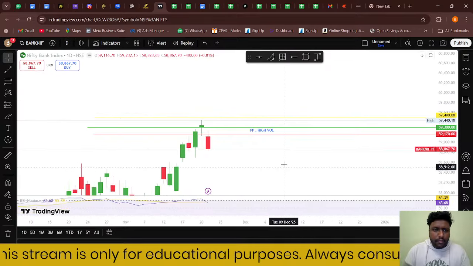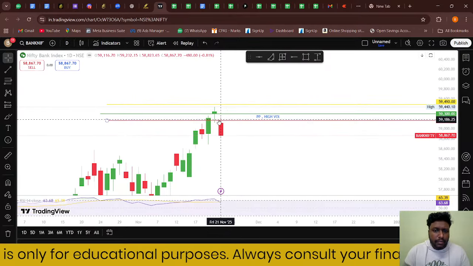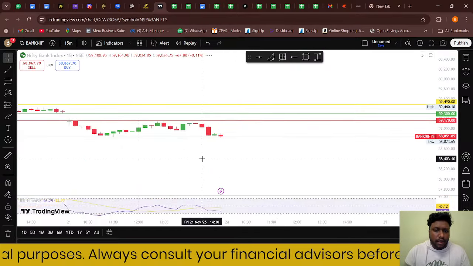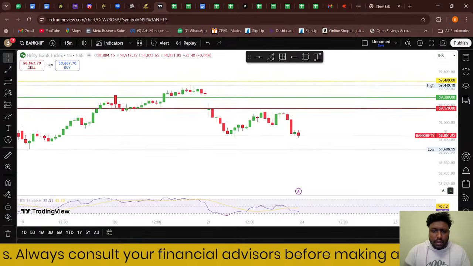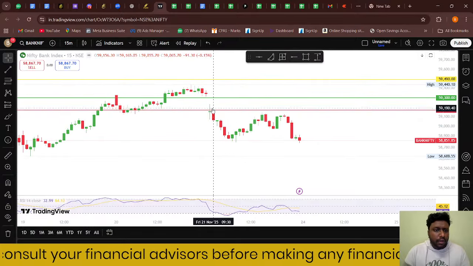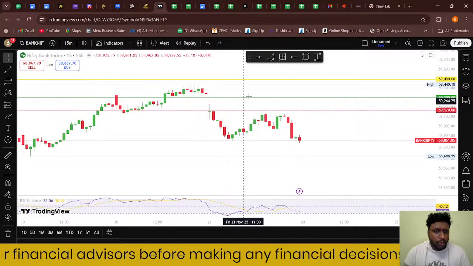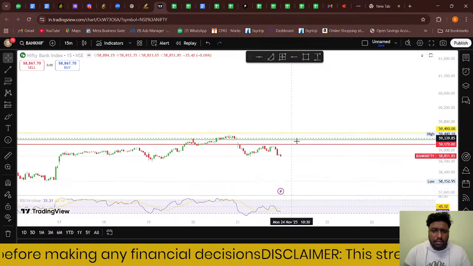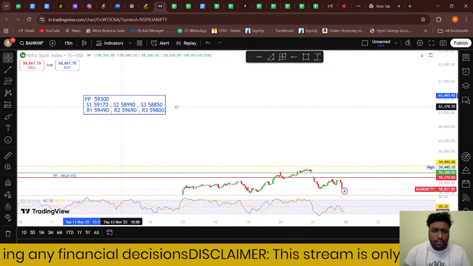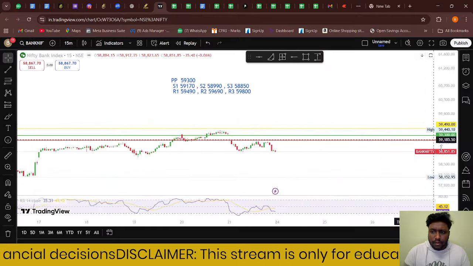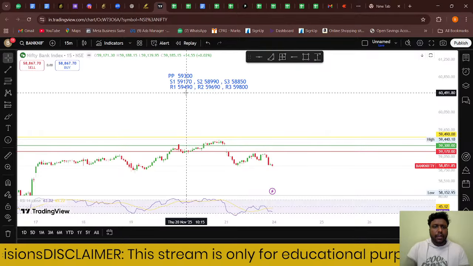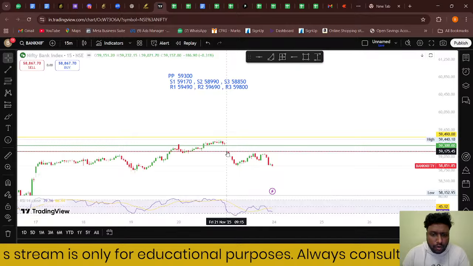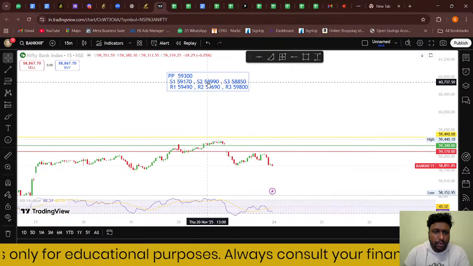If you see Bank Nifty, the opportunities with respect to the pivot line were fewer on last Friday. This was our support one for the day. On Friday we plotted 59,170 as support one. With respect to support one, we had a bearish stance, and support two lies at 58,990.